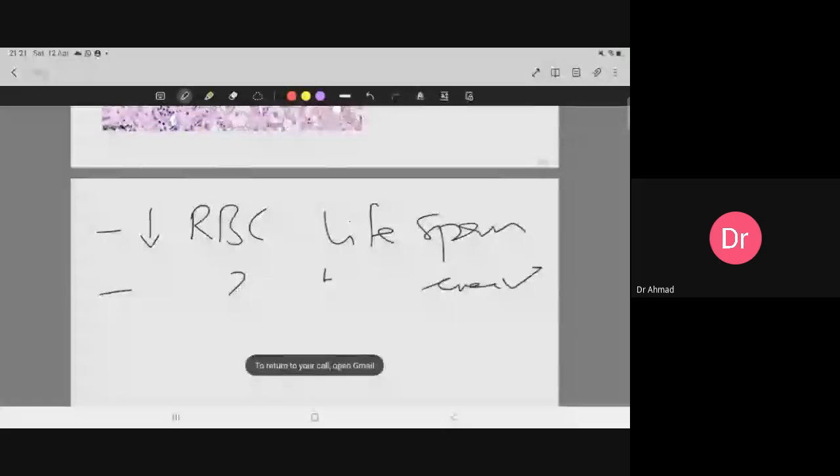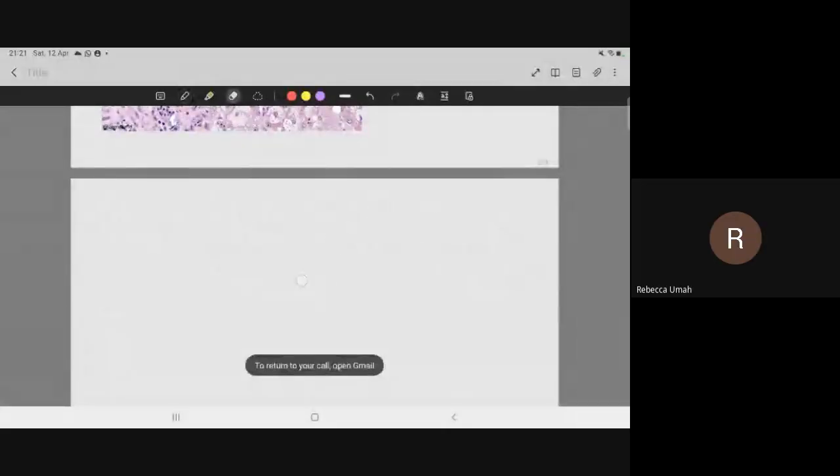Please share your screen. Did you say something? Oh, my screen was not on share. Can you see my screen? Yes, we can see it now.